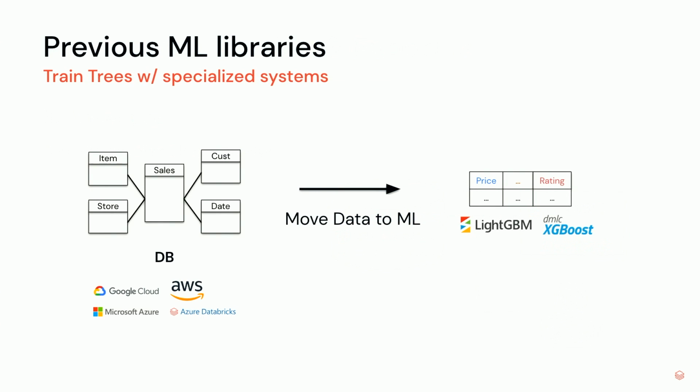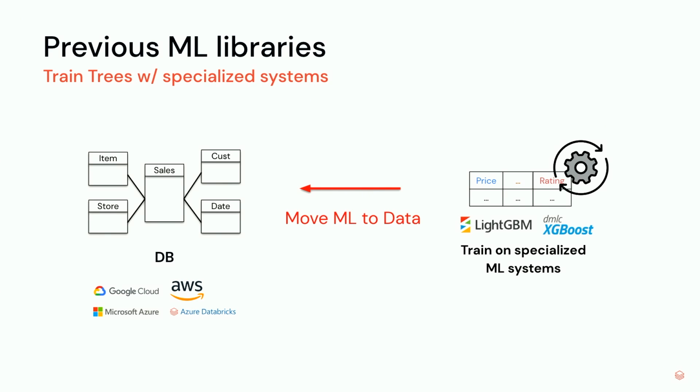So previous machine learning libraries come with a set of challenges because they move data from databases to machine learning libraries and do the training on these specialized machine learning systems. But what if we can reverse this process? What if we can translate machine learning into SQL queries and move machine learning back to databases?